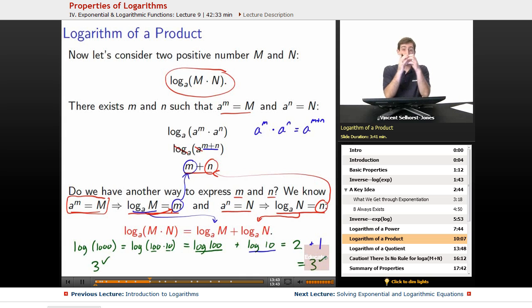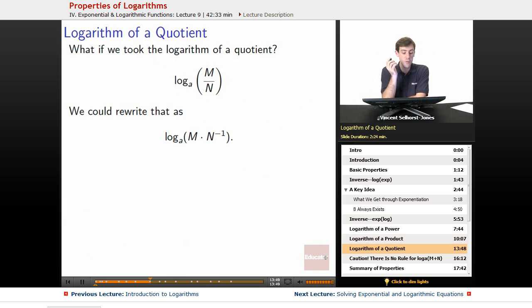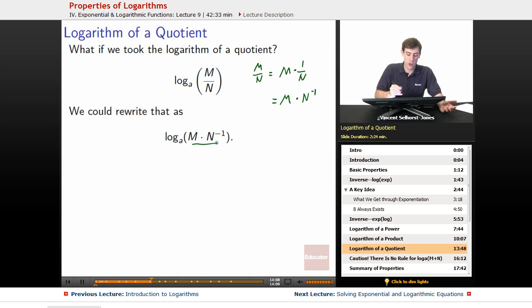So we see now that we can break up products into two different things being added together. What if we took the logarithm of a quotient, log base a of M over N? Well, we could rewrite that as M times N to the negative 1, right? Since we could rewrite M over N as M times 1 over N. And then we can rewrite 1 over N as just its flip, so we'd have N to the negative 1. So we can swap that around like that.